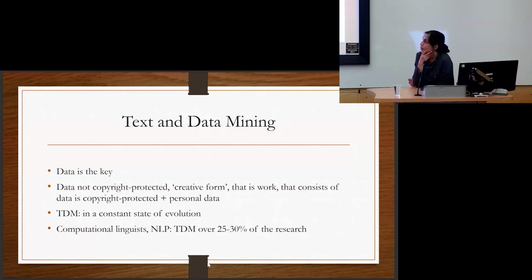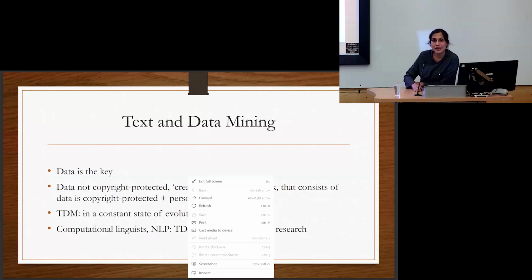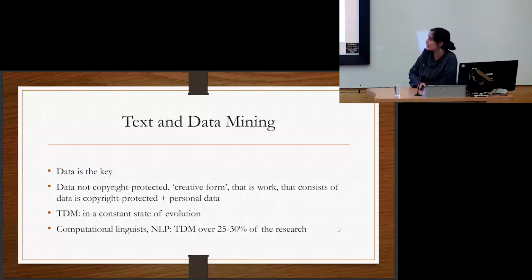Data is the key. Now, we know that data is not copyright protected, which is clear. However, a creative form, that is a work that consists of data, is copyright protected, right? And within the meaning of Article 2 of the Berne Convention, anything can be a work. It is an open-ended definition. And if the threshold for originality is met, which is that it is the author's own intellectual creation, and if such a work is used to generate data or create data, that I know is copyright protected. Plus, there's another element which might be personal data.